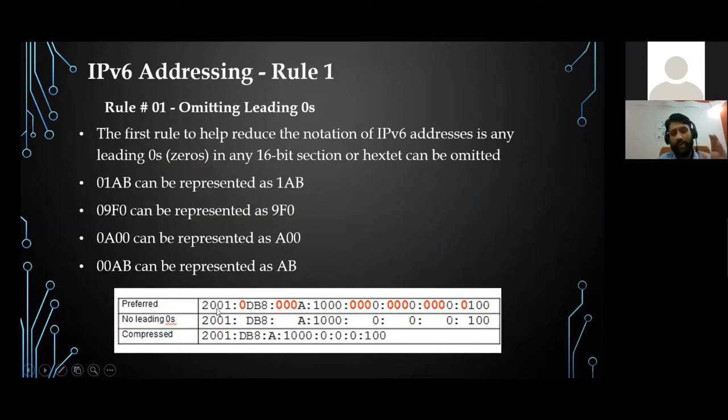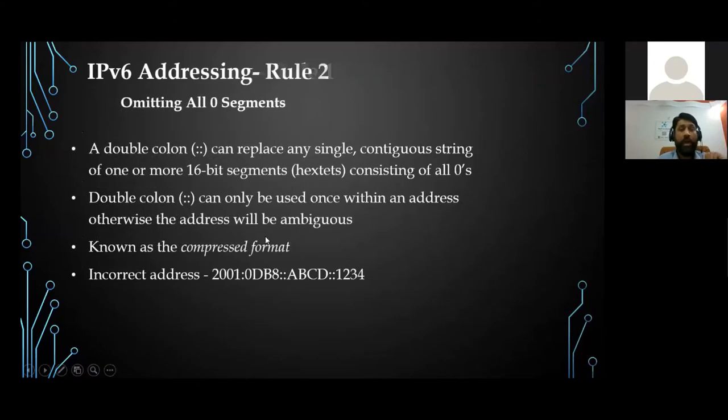So you can say the whole long string can be summarized to the smaller one. That is very good. And the second concept was the double colon. We were using a single colon for every hextet, but if you have 0000, 0000, we can replace these two hextets, or more than two, with the double colon. That is called compressed format, but that has to be used once.